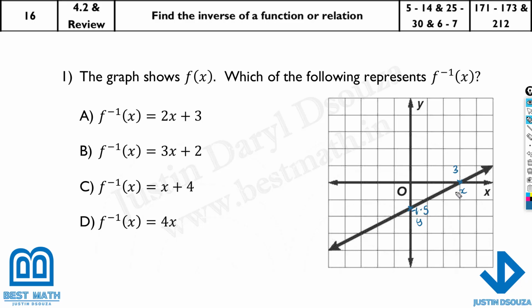It's going to swap. This x is going to be y. So y is going to be 3, and that's going to be the y value, and the x value is going to be minus 1.5. It's going to be somewhere over here. So this will be the inverse function. If you just join it and draw a straight line, you'll get the answer.